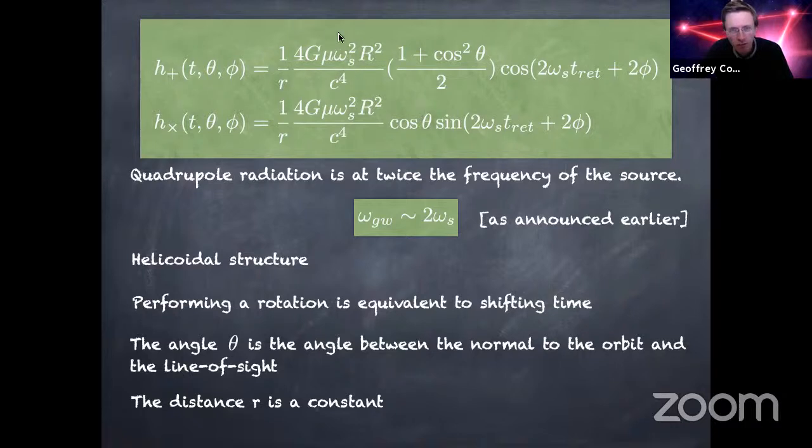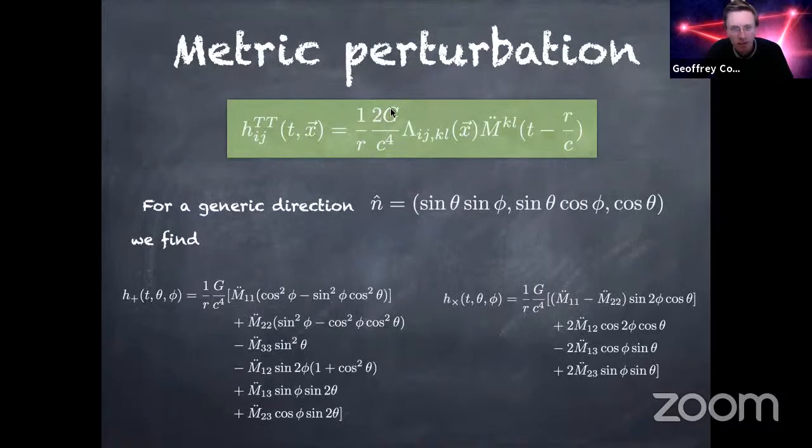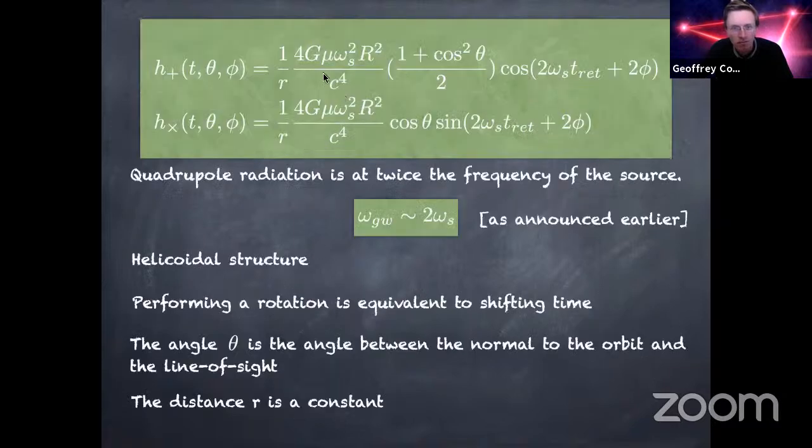You have this factor of omega s squared because of the 2 time derivatives, r squared because it's quadratic in the mass multipole, and it's proportional to an overall factor, so mu as well. The 1 over distance was part of the definition of h here, and the overall factor G over c^4.